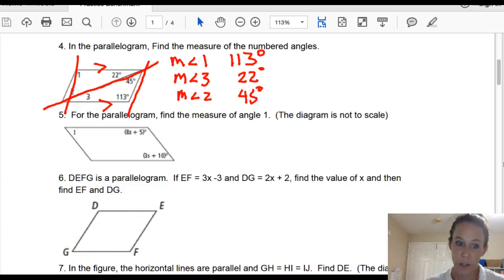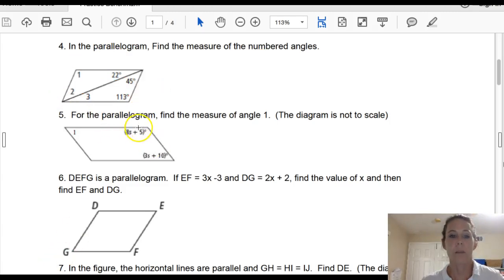All right, so you've got all your angles just knowing that this is a parallelogram. These are parallel and these are parallel. Helps us find everything we need to know. All right, on to number 5.